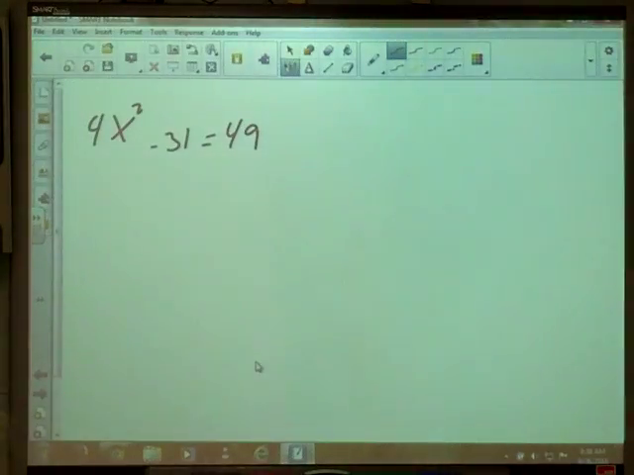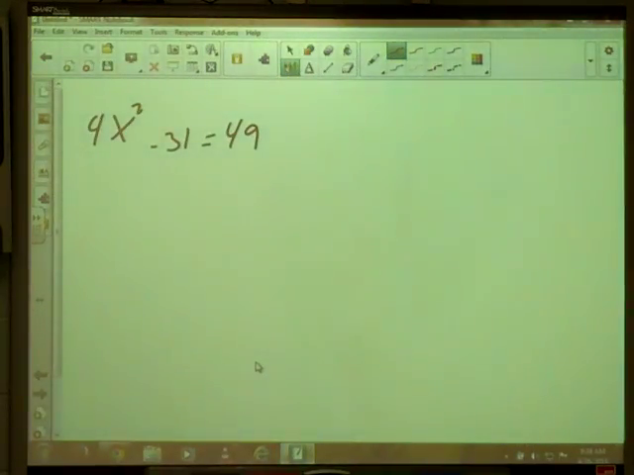Okay, first off, what is your b in this equation? 0. Good, David. A lot of people will start saying negative 31 on that. There is no x to the first power, so there is no b. Okay, so this is just a basic solving an equation problem.